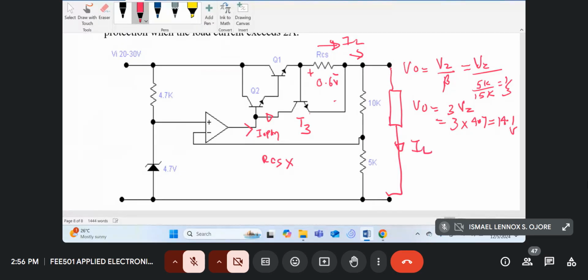These other currents are negligible. The biasing currents passing through the 10K are negligible compared to the currents going to the load. So RCS times IL is equal to 0.6. Then we've reached our short circuit, our maximum load current, because the short circuit protection will start being active. So for this circuit, IL max will be equal to 0.6 volts divided by RCS.